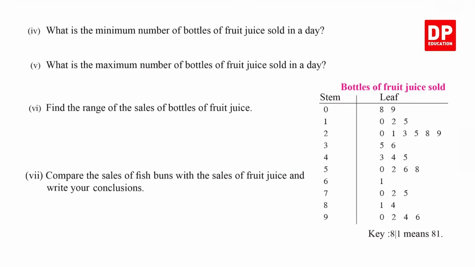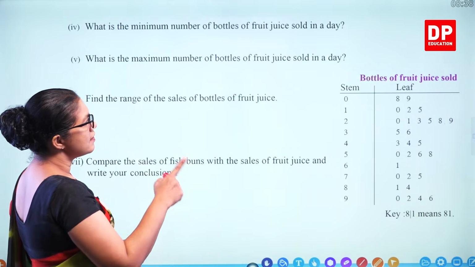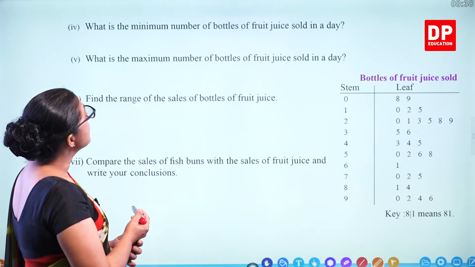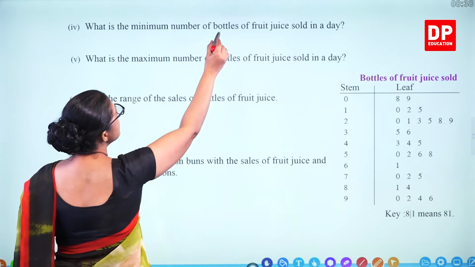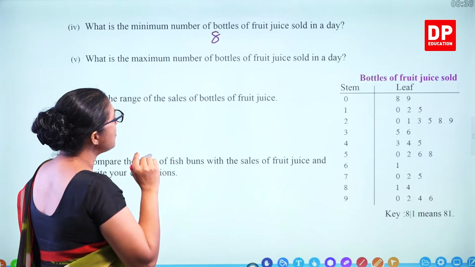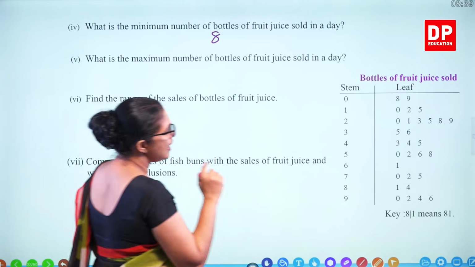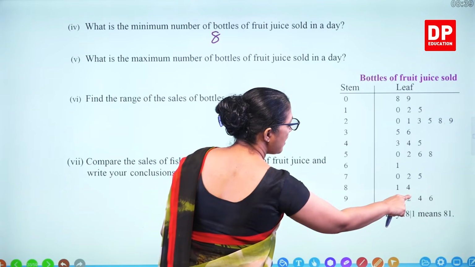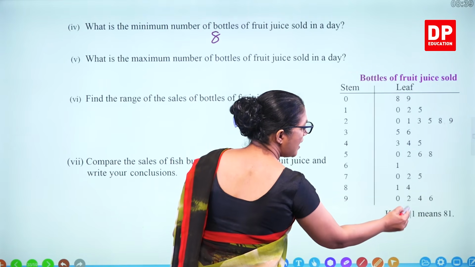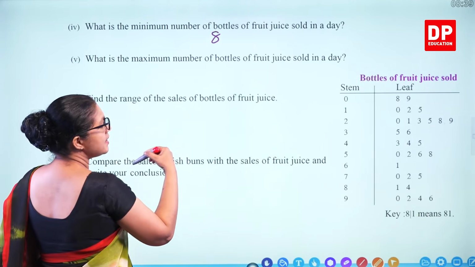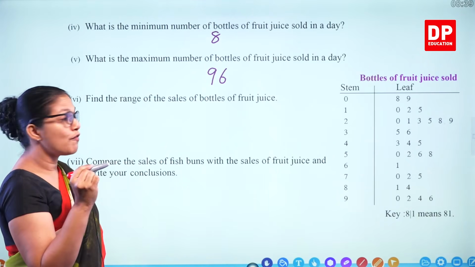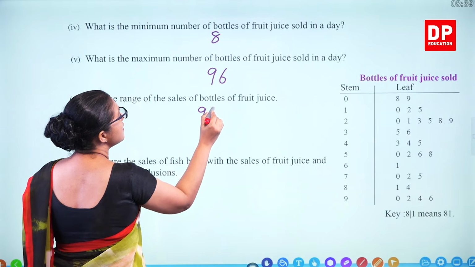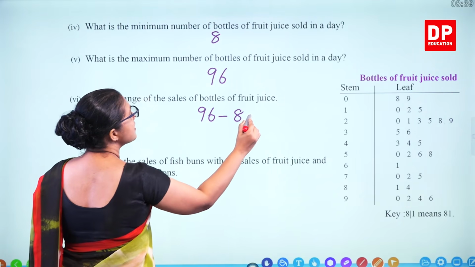What is the minimum number of bottles of fruit juice sold in a day? So this is about fruit juice. So what's the minimum number? Here minimum number is 8. What is the maximum number of bottles of fruit juice sold in a day? Maximum is 96 because key says 8/1 means 81. So 96. Find the range of sales of bottles of fruit juice. That means the difference, 96 minus 8.